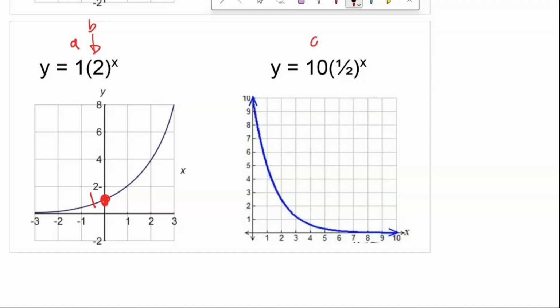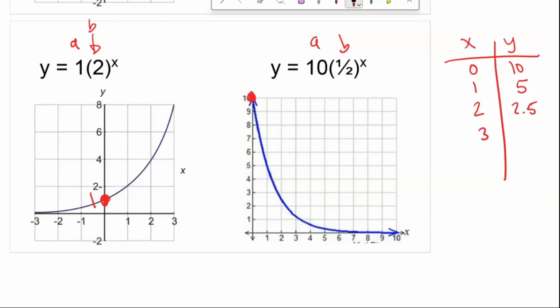And then on this one, your a value is 10, which is why you have your y-intercept right here at 10. Your b value is 1/2, so we're timesing by 1/2, 1/2, 1/2, which means you're cutting the numbers in half, right? So if we have our table, x and y, so when x is 0, y is 10. When x is 1, we're cutting it in half, so that's 5. When x is 2, we're cutting it in half again, 2.5. When x is 3, we're cutting it in half again, 1.25. And so on.